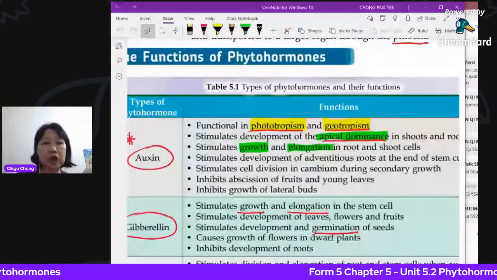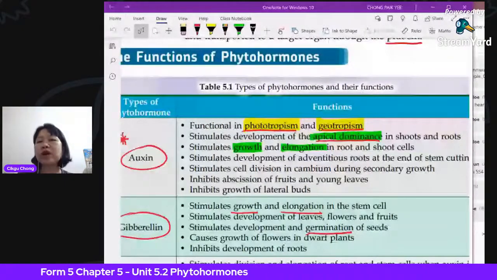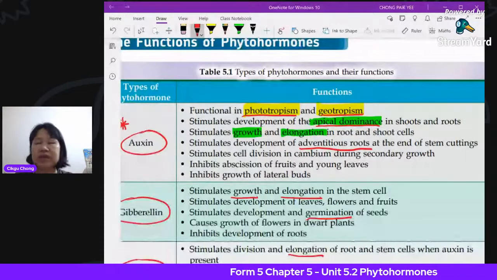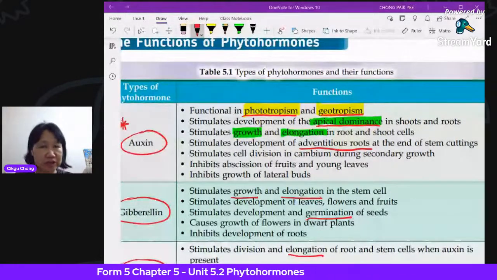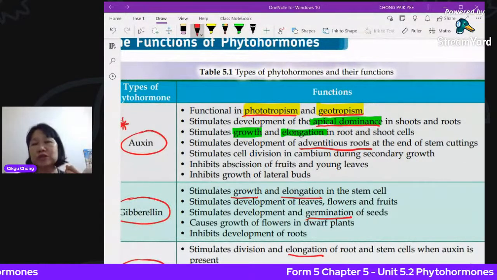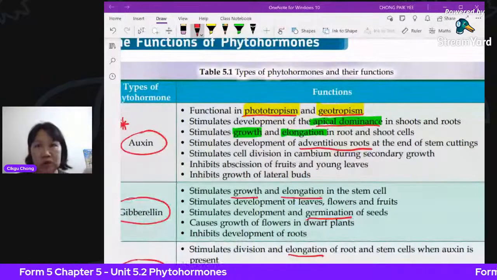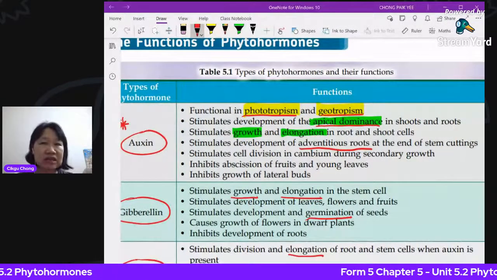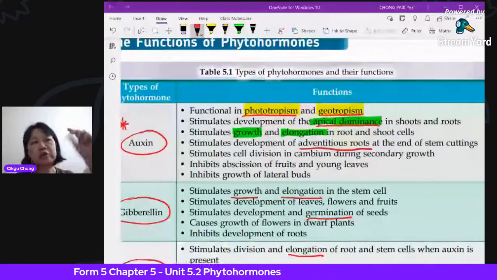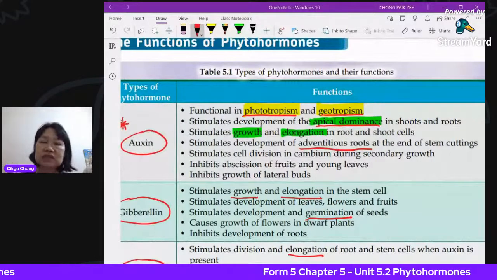Next, it also stimulates the development of adventitious roots. What are adventitious roots? You learned before, maybe in vegetative reproduction in lower secondary, Form One, that you can plant certain plants by stem cutting. For example, a rose. Your neighbor has a nice rose plant and you want to grow one too. There's no seed, so you ask your neighbor to cut one stem off, and you can plant this stem as a whole tree later on.